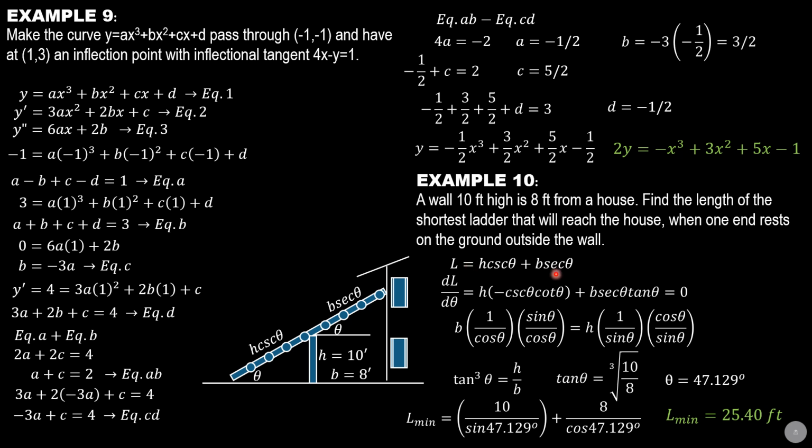Substitute this value of theta into the formula for L, and that gives the minimum length of the ladder. So 10 over sine of 47.129 degrees plus 8 over cosine of 47.129 degrees. So the minimum length is 25.4 feet.